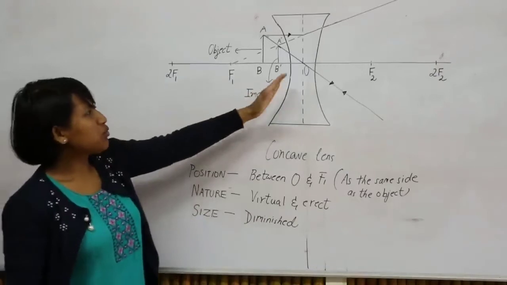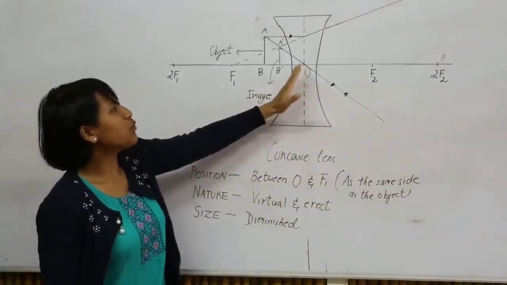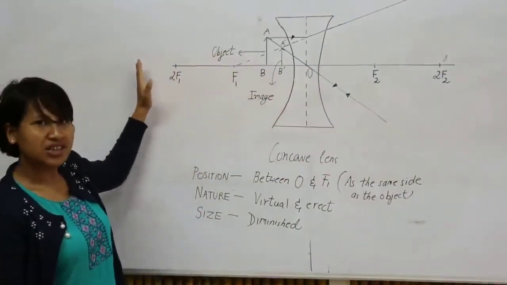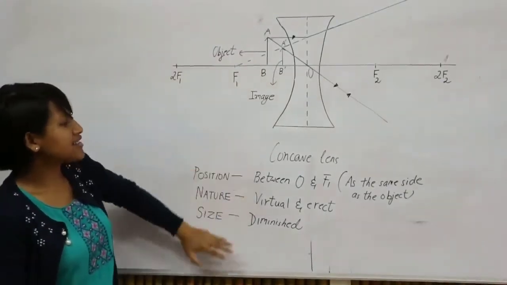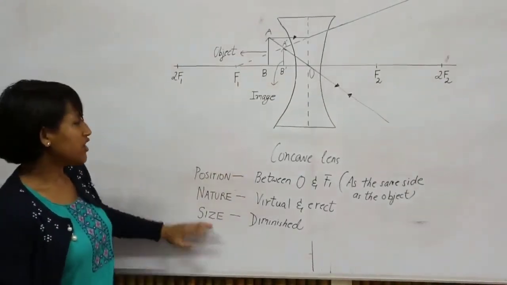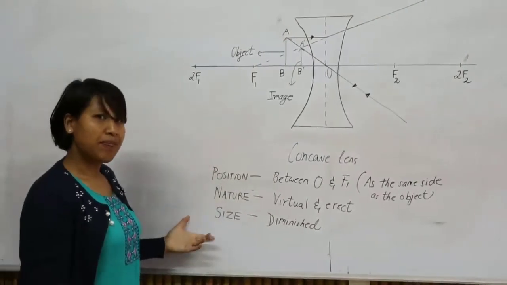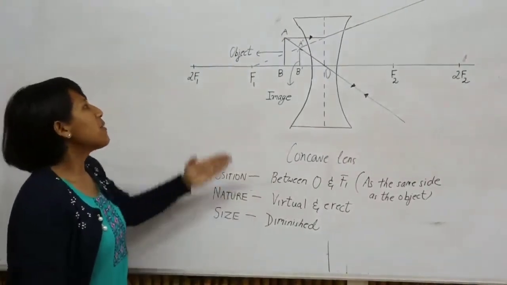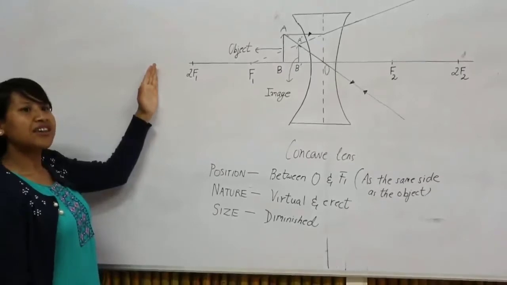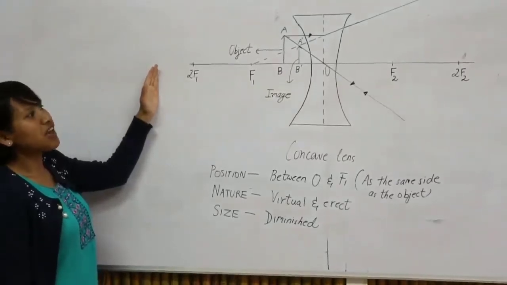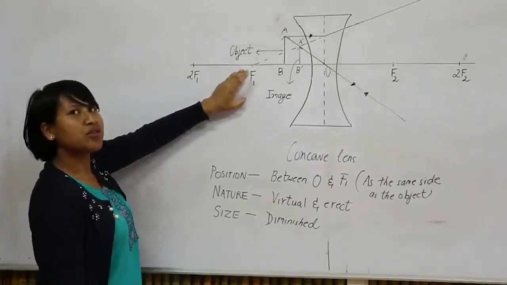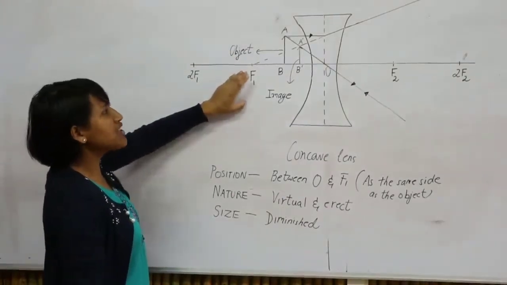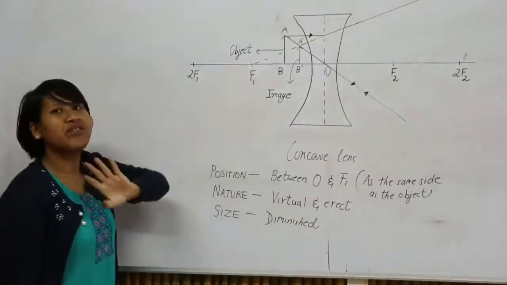Now, when you place the object anywhere but not at infinity, you will find that the characteristics of the image will be the same for a concave lens. But when you place the object at infinity, the image will form here, in the first principal focus, and the size will be very, very small.